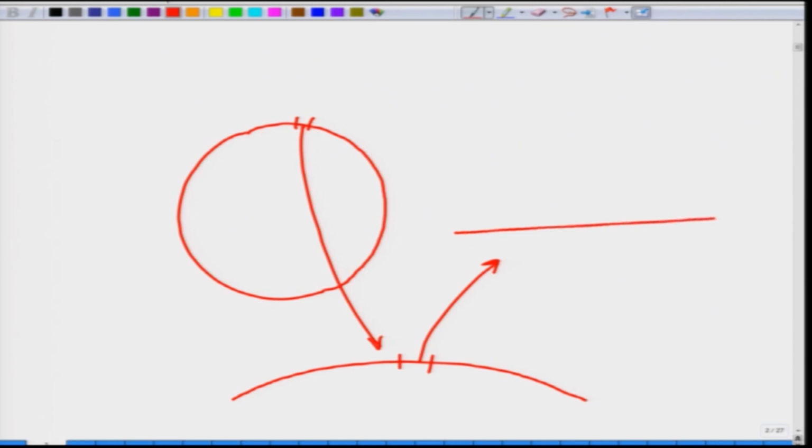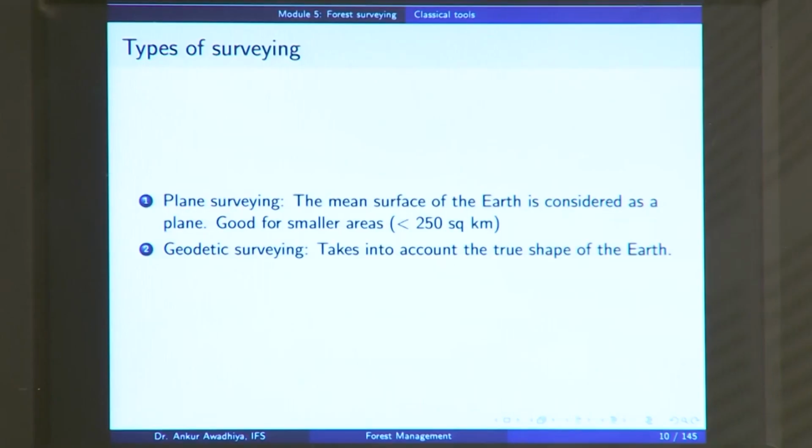Now, this brings us to different types of surveying. Now, one is known as a plane surveying. So, if you are doing your survey on a very small area on the surface of earth, then you will make use of plane surveying techniques. Now, in the case of plane surveying, you approximate the surface to be a flat plane.